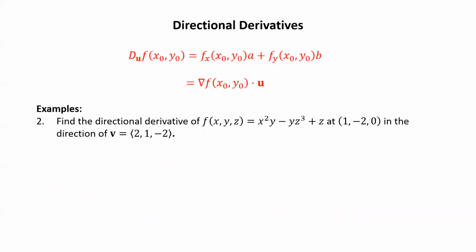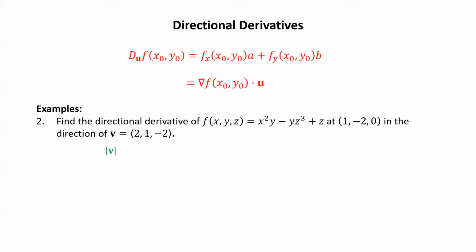Next example, find the directional derivative of f of x, y, z equals x squared y minus y z cubed plus z at 1, -2, 0 in the direction of the vector v equals 2, 1, -2. Two things here. Number one, we didn't actually define the directional derivative of a function of 3 variables, but hopefully you can understand that it generalizes in the expected way. Second, and more importantly, the vector v is not a unit vector. So we're going to need to normalize that vector first before we can use it in the theorem to compute the directional derivative.